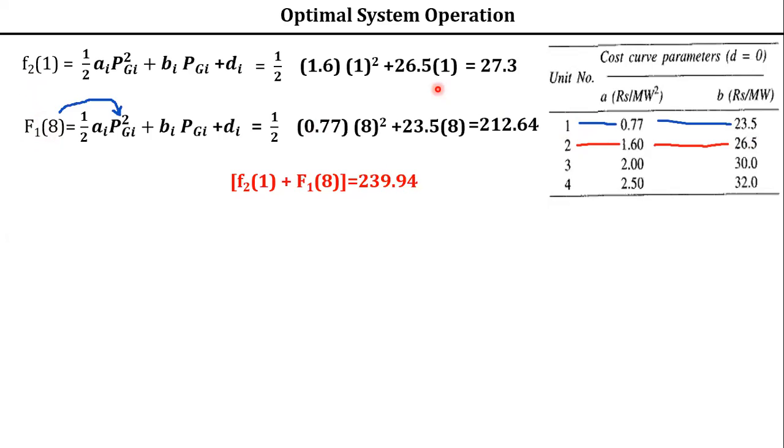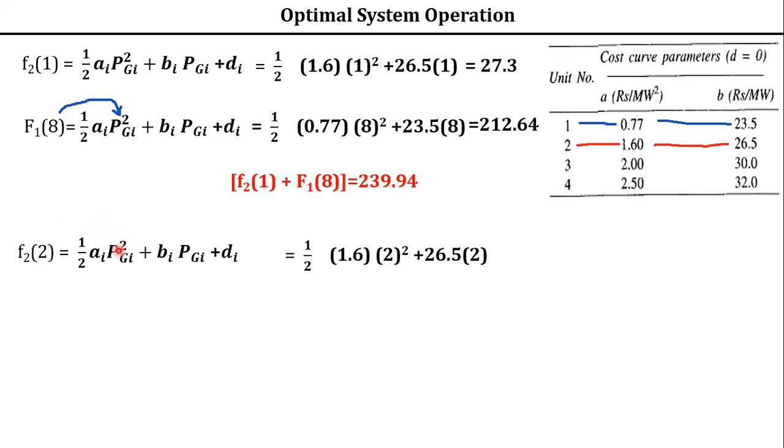Okay, now the second combination is over. Third combination: small f2 of 2, we have to find out. Same equation. Now you see F2, that means the second unit. A, B values substituted, D is 0. And what is the value of PGI? PGI is 2 megawatt. Understood? So that 2 megawatt you substitute here. Hope you all understood this one.